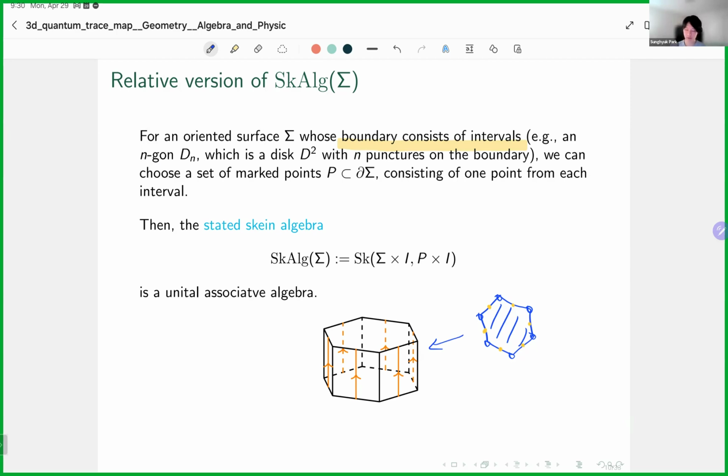And by the same reason as before, we can stack 2 copies of, say, this hexagonal prism on top of each other to get the same hexagonal prism. This stacking gives an algebra structure, and this is called the stated skein algebra. I'm abusing notation by using the same symbol, but basically throughout the talk, unless stated otherwise, whenever I write the symbol sk or sk-alg, you should think of them as stated skein modules and stated skein algebras.